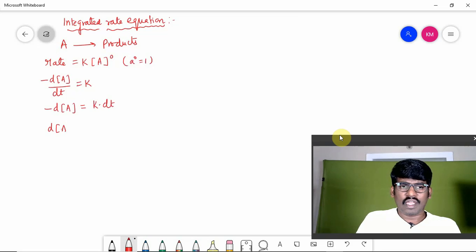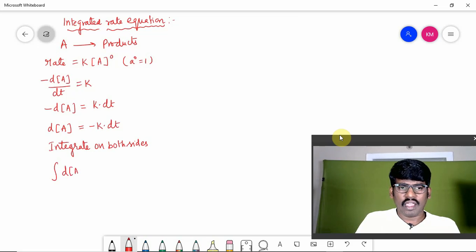Sending the minus to that side, dA, where d means differential form. For the instantaneous rate of reaction we can give the differential form. dA is equal to minus K into dt. It's very simple to understand. Integrate on both sides. Then integral dA is equal to minus K.